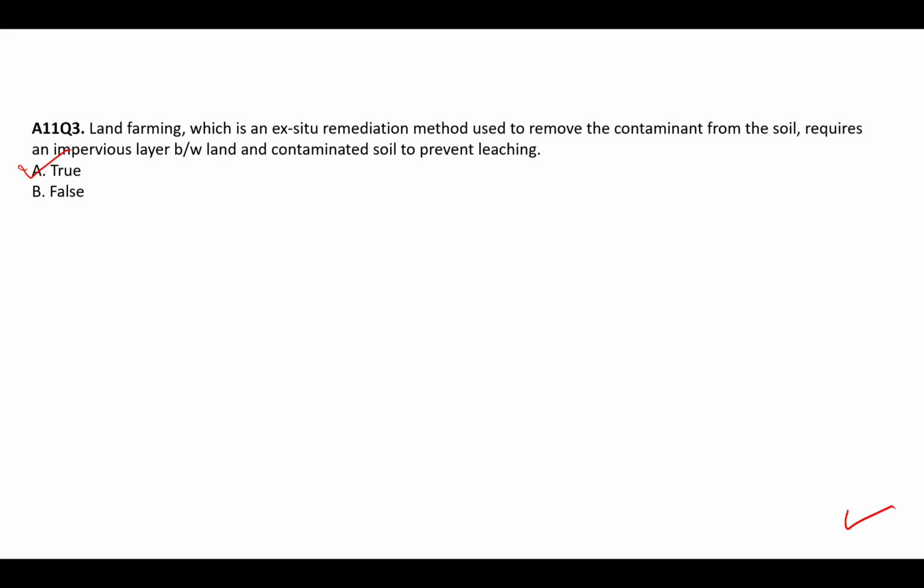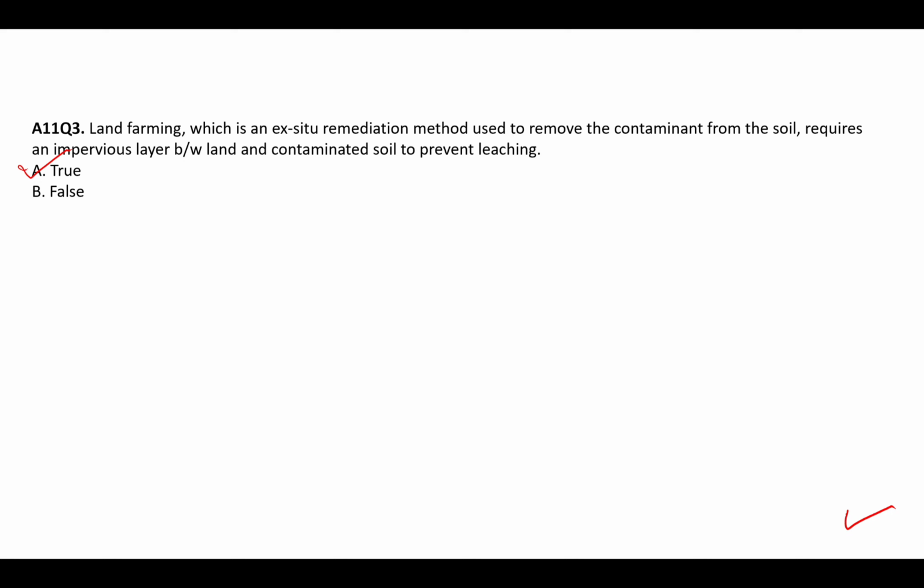So question number 3 is, land farming, which is an ex situ remediation method used to remove the contaminant from the soil, requires an impervious layer between land and contaminated soil to prevent leaching. We have to say whether this statement is correct or not with respect to land farming. So in land farming, what happens? It is an ex situ remediation. In this, the contaminated soil is spread into thin layers onto the ground surface, and these thin layers can be aerated periodically to increase the amount of oxygen in these soil layers.